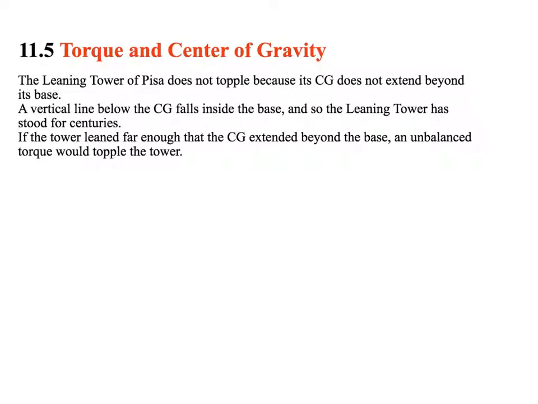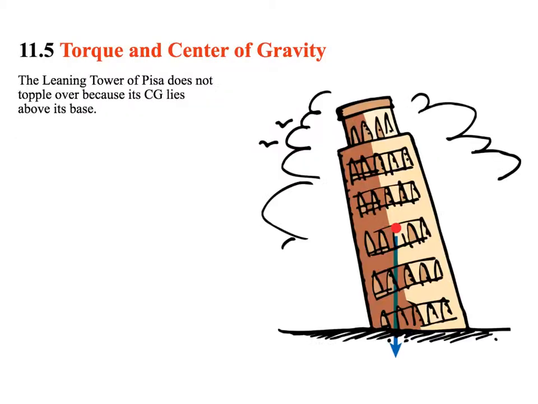The Leaning Tower of Pisa does not topple because its center of gravity does not extend beyond its base. A vertical line below the center of gravity falls inside the base, and so the Leaning Tower has stood for centuries. If the tower leaned far enough that the center of gravity extended beyond the base, an unbalanced torque would topple the tower. So the Leaning Tower of Pisa does not topple because its center of gravity lies above its base.